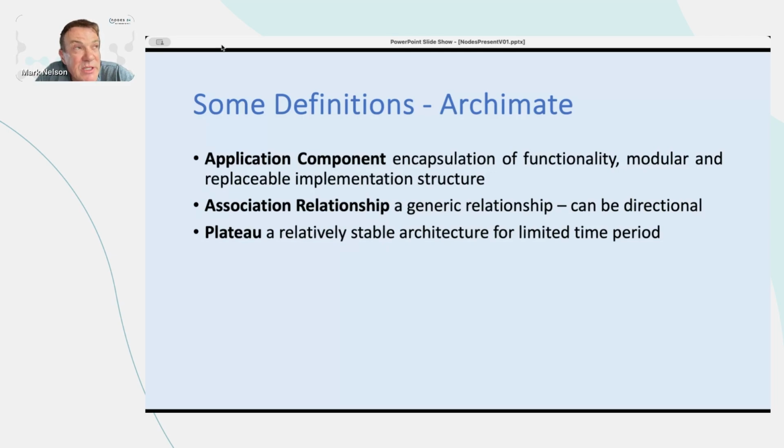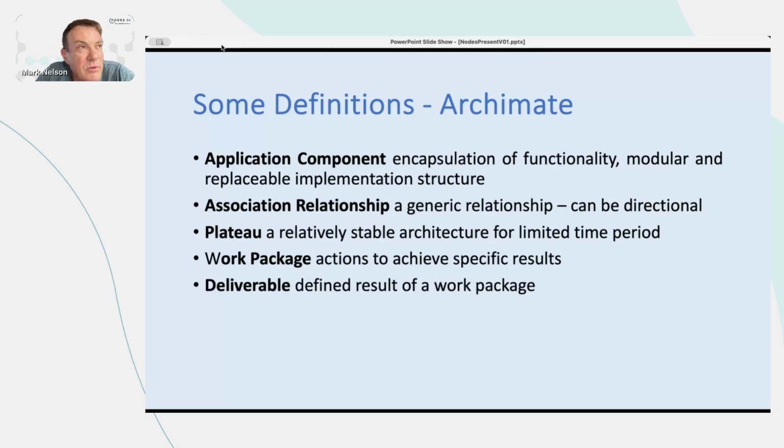Plateau is a useful term. As I said at the beginning, transformation needs to be staged. Archimate has this idea of a stable architecture, but not a permanent architecture. So it's like a step towards a target. A work package is a set of actions that are intended to produce something, and the something is the deliverable. So a plateau is created by multiple work packages which contain multiple deliverables.